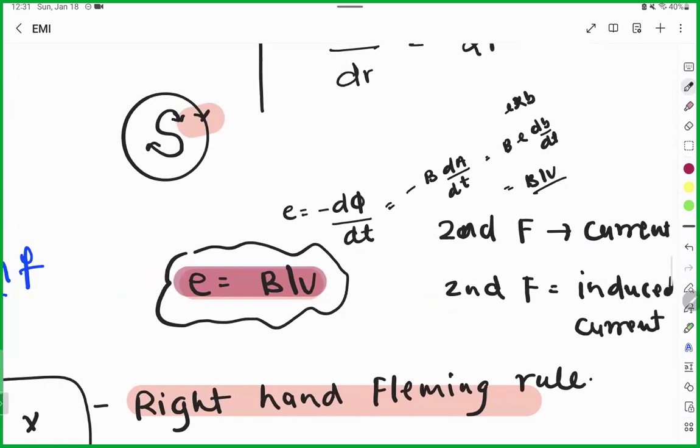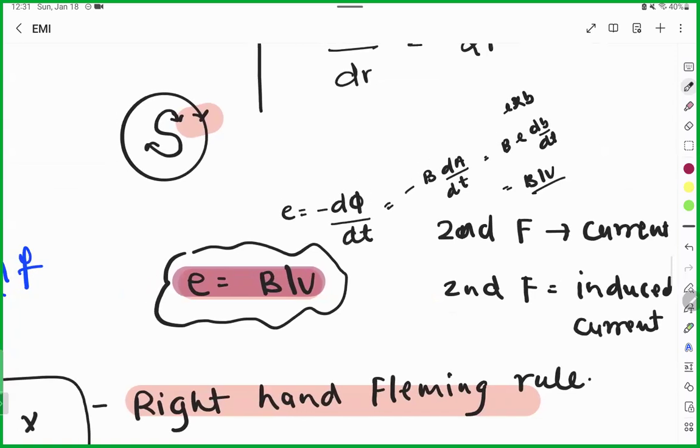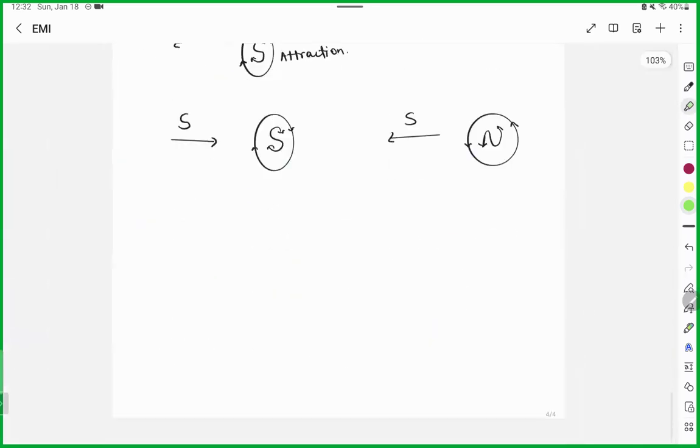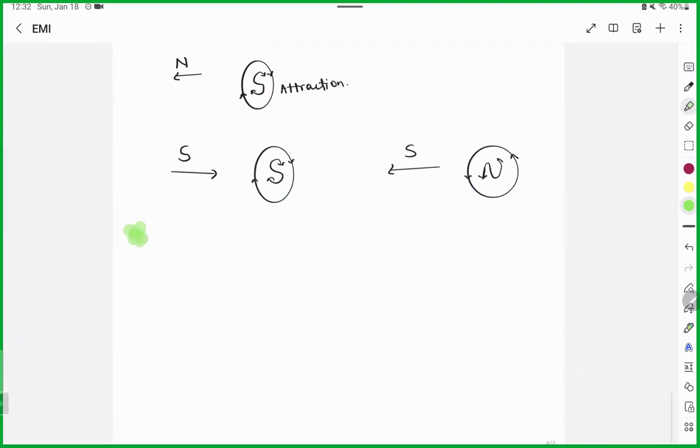What is this written? Second F, second F. If you take the second finger in the Fleming rule, in magnetic field, the second finger was indicating current. In this chapter, the second finger is indicating induced current. So both are different. Direction of current and induced current are opposite to each other. Note it down.